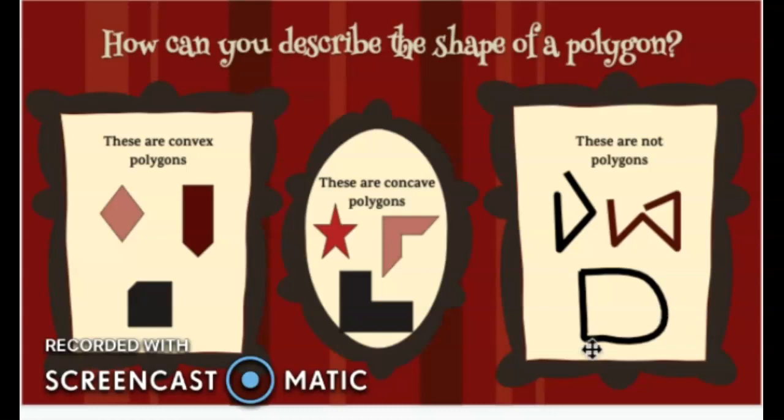But what about this one? What do you think? Now remember, we said it had to be a closed shape, but it also has to be made of line segments. You notice that this is not a line segment. A line segment is going to be a straight line. So look at the convex and the concave polygons. Every one of them has straight lines that connect at vertices. And this one does not. So therefore it is not a polygon.